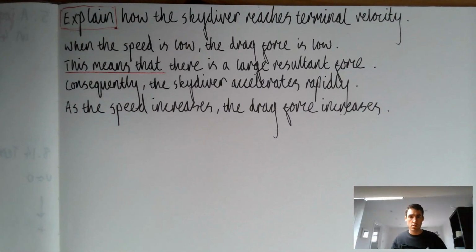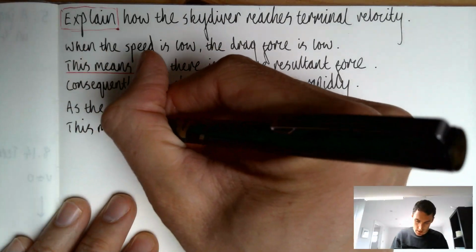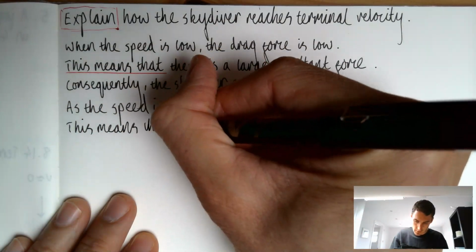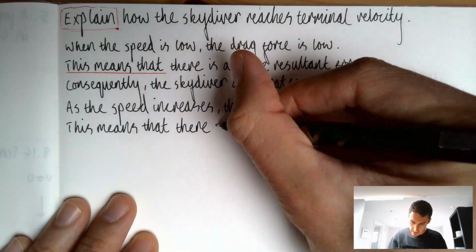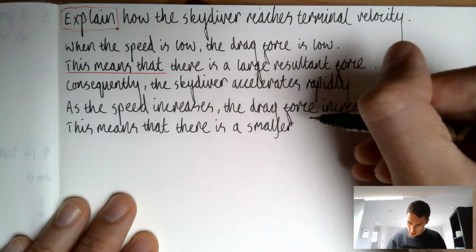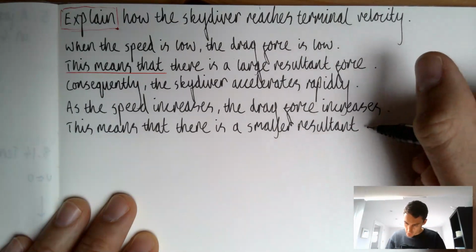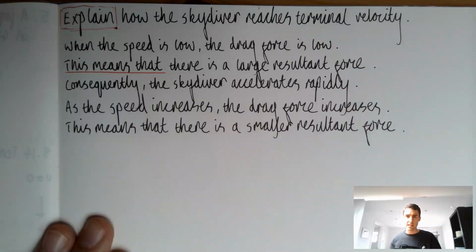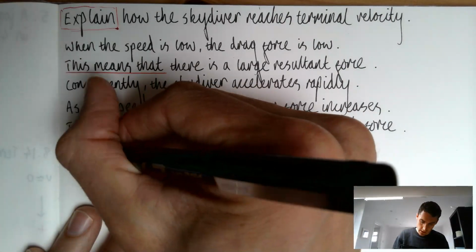This means there is a smaller resultant force. And I won't turn over to show my diagram, but you in the classroom will want to keep referring back to that. But the next thing we said was that caused the acceleration to decrease.